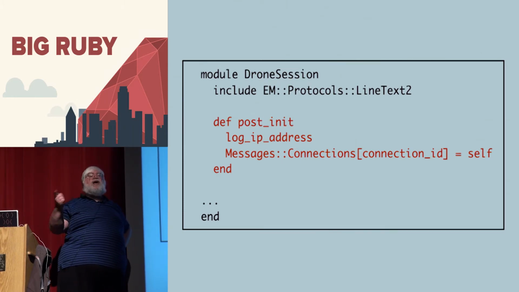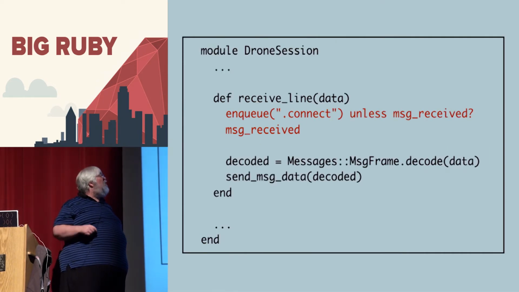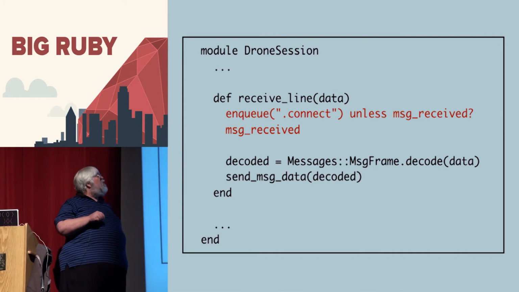So we got a lot of stutter on the line, so we didn't actually send anything to the monitor until we actually started receiving data. The first time through, we want to tell the monitor, hey, we got a connect going on here. We mark the message as received. We take the data, we decode the frame.